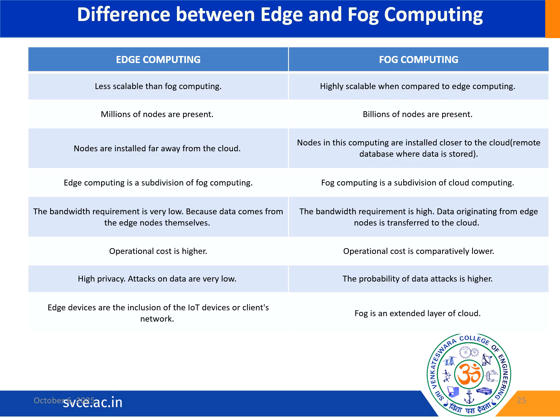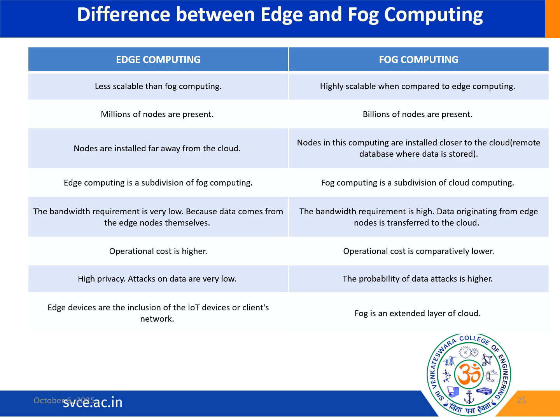Finally, we will see what are the differences between edge and fog computing. When you consider edge computing, it is less scalable than fog computing. Fog computing is highly scalable when compared to edge computing. In edge computing, we have millions of nodes, and in fog computing, billions of nodes are present. In edge computing, nodes are installed far away from the cloud. In fog computing, nodes are installed closer to the cloud. So a remote database where data is stored can be used. Edge computing is a subdivision of fog computing, and fog computing is a subdivision of cloud computing.